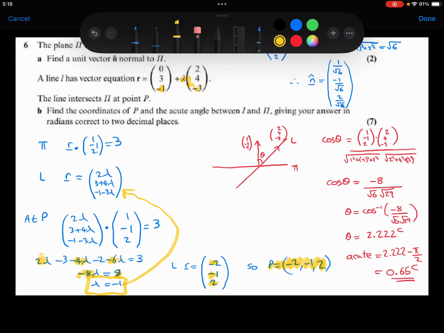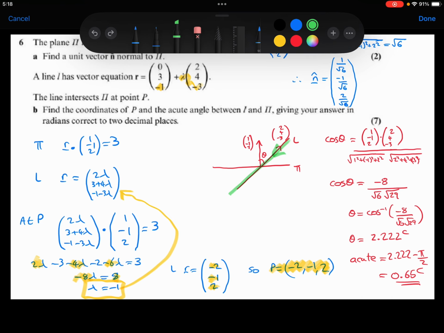We then need to find the acute angle between the line and the plane. So I've just drawn a rough sketch here. I've got my plane, pi. It has a normal vector there, which we know is 1, minus 1, 2. And then I've drawn line L going through the plane at point P. At the moment, I've assumed that the direction there is going up, and that's 2, 4, minus 3. I might be wrong, it might be going the other way, but we'll figure that out in a minute in our calculation.